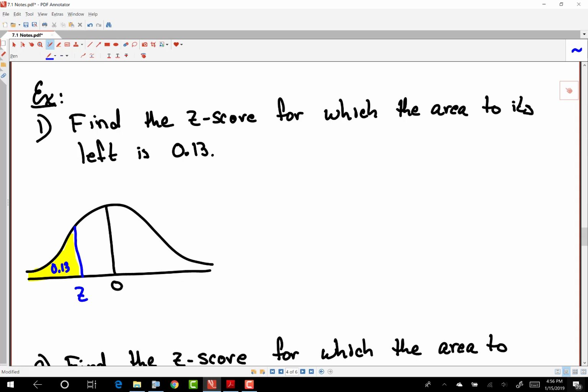So whenever you know the area and you're looking for a number on the number line, that's when you use the inverse normal. So z is going to equal the inverse normal. And just like when we were doing the binomial, you should write down what you're typing in your calculator. It's really the only way to show some work. You always use the area to the left, so that was what was given to us, 0.13. The mean is 0 and the standard deviation is 1.